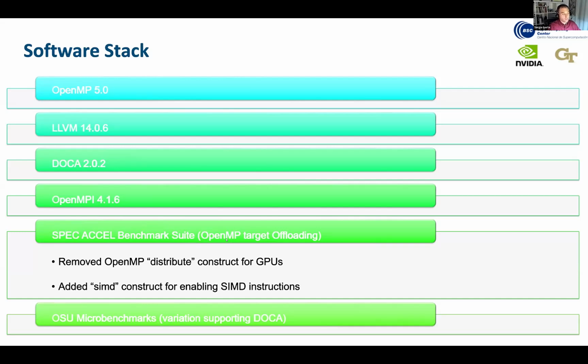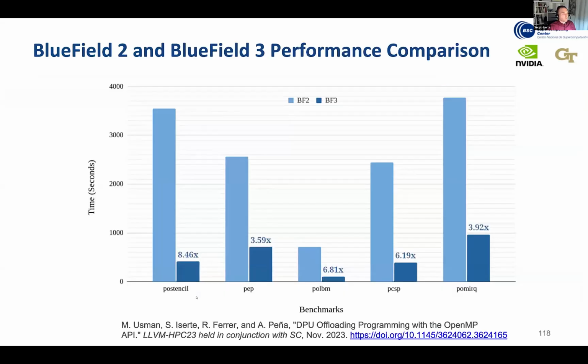That one evaluates the OpenMP target offloading. We have modified a bit this benchmark, removing the distribute construct for GPUs and adding the SIMD construct for enabling SIMD instructions for the ARM processors. We've also created a variation of the OSU micro benchmark to support Odos.